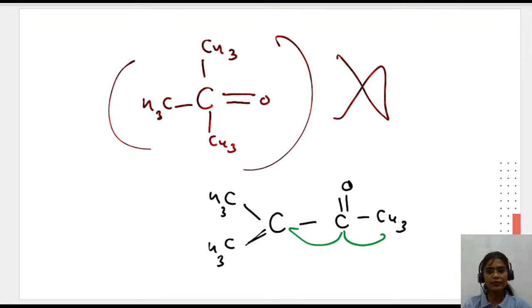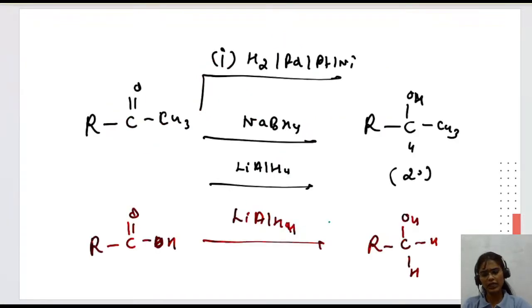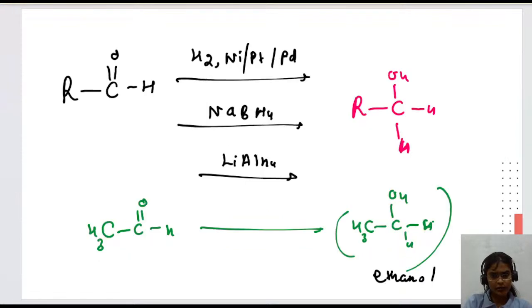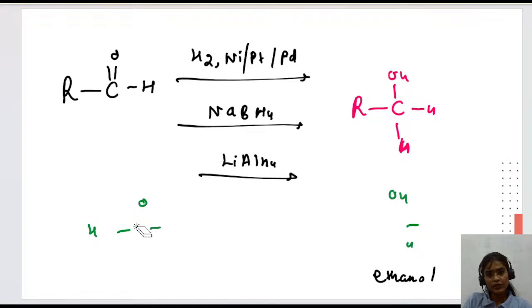So this is a simple method, simply by using a reducing agent. All three are reducing agents. You can use any reducing agent. Let me give you some more reducing agents. If you are having RCHO, this is the aldehyde, right? You can use different kinds of reagents, and every reagent is super important.